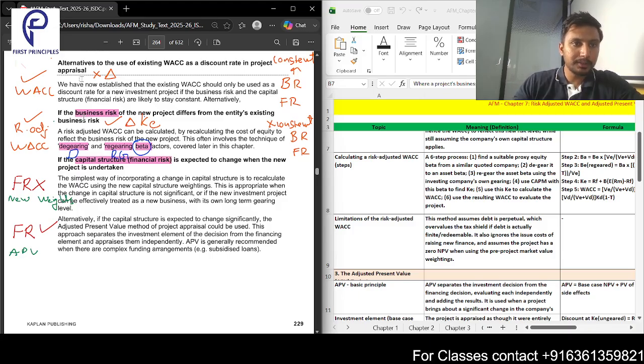Alternative to using WACC as a discount rate, we now establish that the existing WACC should only be used if the business risk and the financial risk are constant, then you can use your existing WACC. If the business risk is changing, then we have to use risk adjusted WACC. If the finance risk is changing and if it's changing slightly, we just use the new weights. If it's changing a lot, then we use the APV. Okay. So this is about this.